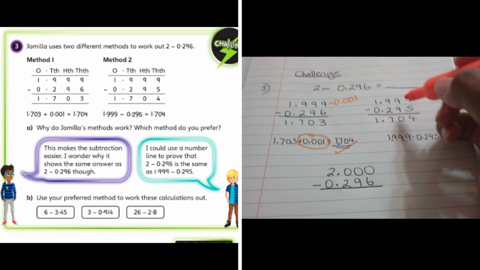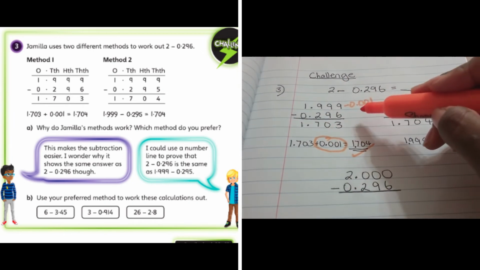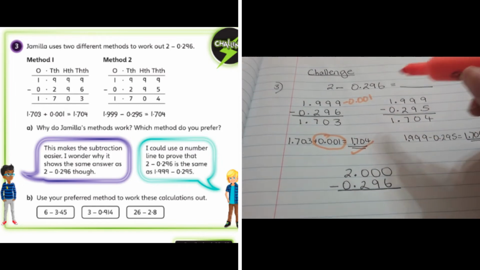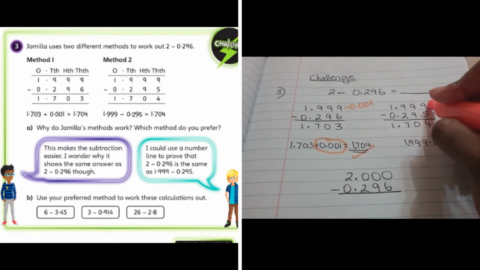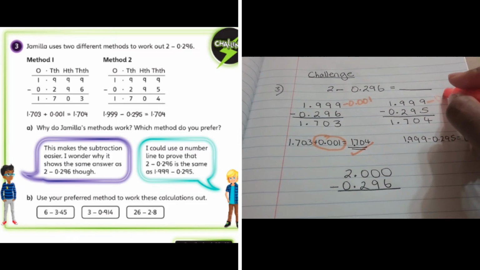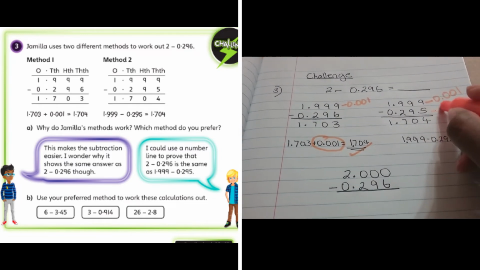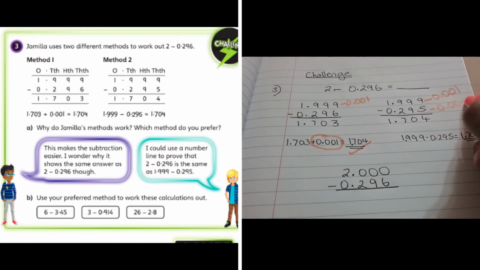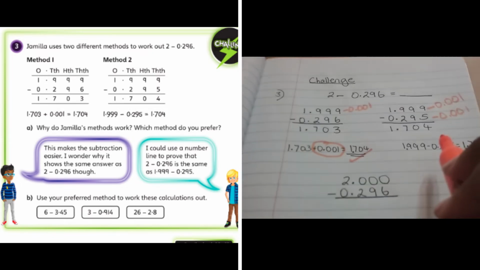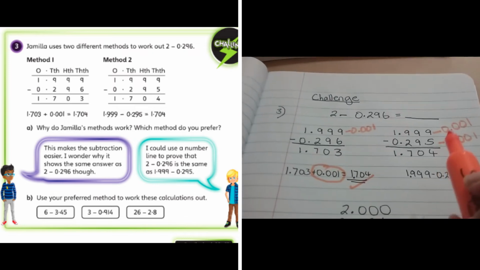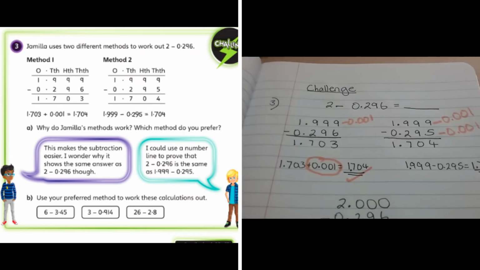Another way she did it was, instead of just changing the 2 by taking away 0.001, she changed both numbers. She took 0.001 away from 2, and she also took it away from the other number, making it 0.295. Now, this method works as well because what she's done is kept the distance between the numbers the same.